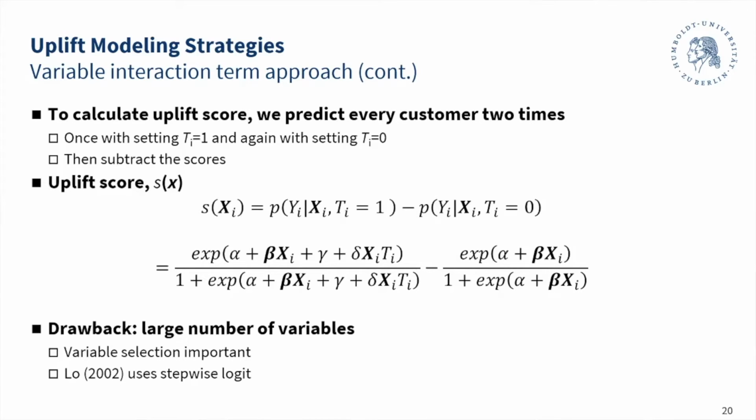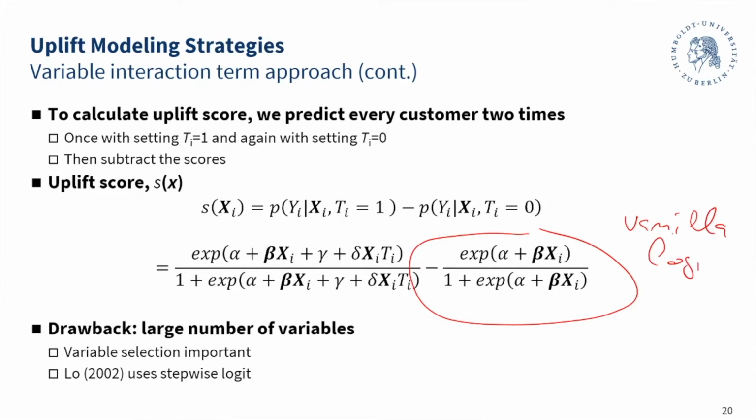And you could look at that as the difference between logistic models if you use logistic regression. And this part here is just vanilla logit. And the other is also vanilla logit, but applied to an augmented data set. And you can use any model. So it's, again, conceptually a very easy approach.